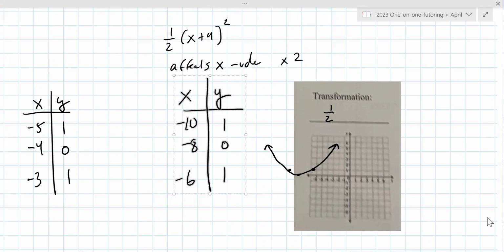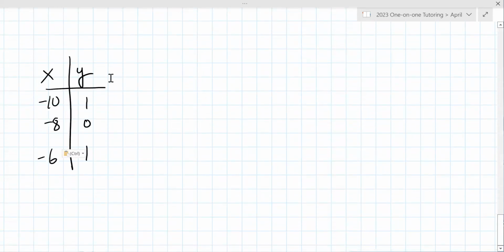Okay. Got it? Yeah. All right. So next transformation here, we'll have to do 2 of them this time. It's the negative on the outside. So this negative and then -1. So there's 2 things that it does. It first negates the y.